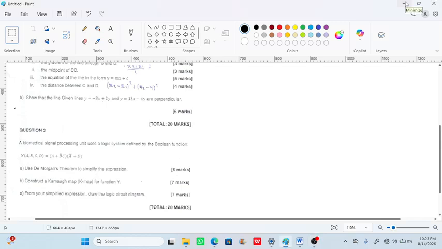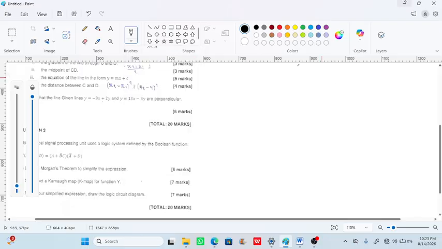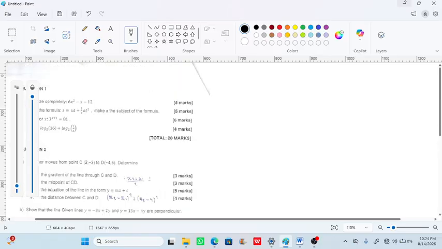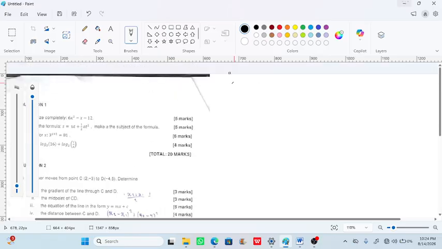Okay, so a biomedical signal processing unit uses a logic system defined by the Boolean functions. So we are on question 3 now. Okay, so question 3. So we have y.